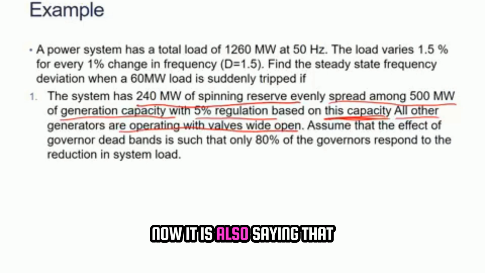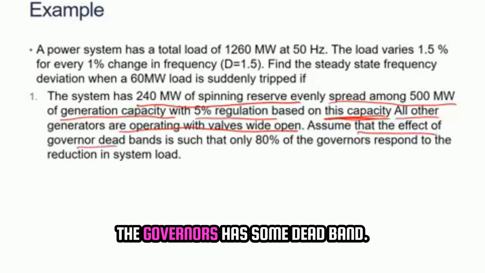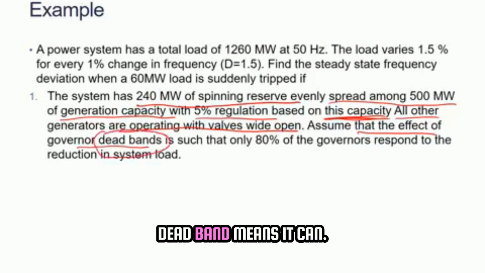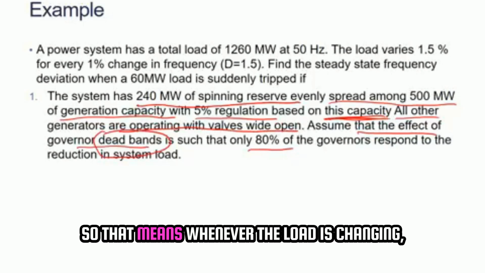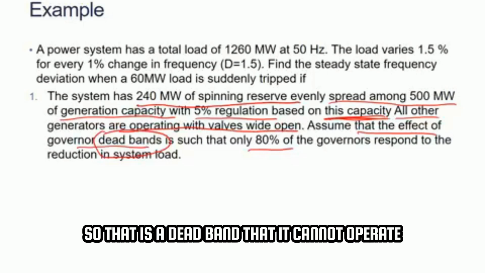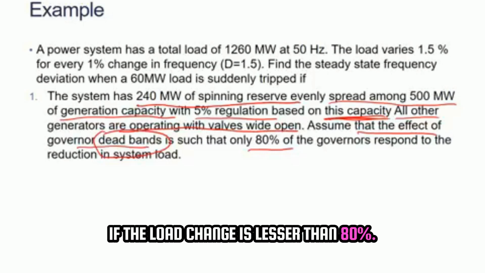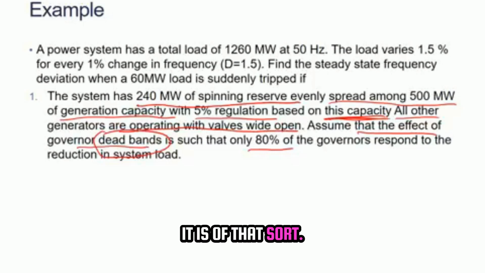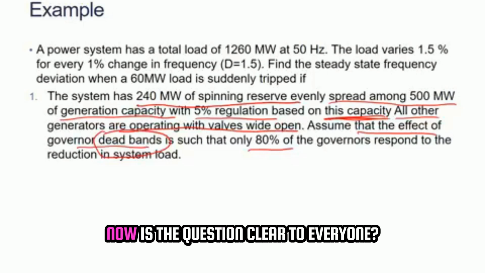It is also saying that the governors have some dead band, here it is 80%. In a simple sense, whenever the load is changing, it can only operate with 80% response, and it cannot operate if the load change is less than that. So it is of that sort. Now, is the question clear to everyone?